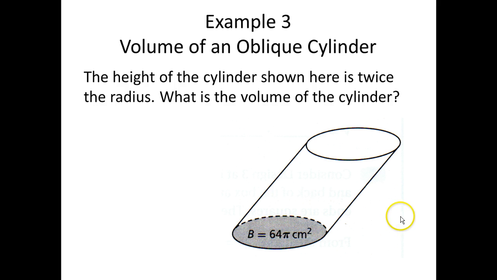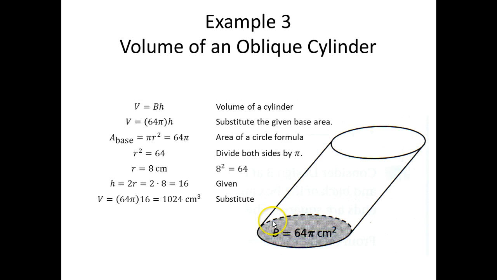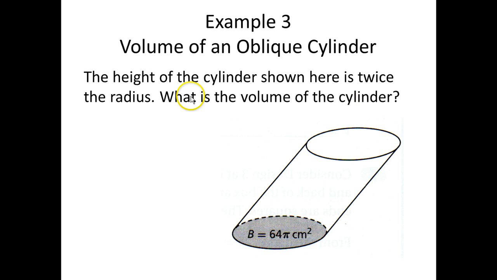So if I want to find the volume of this oblique cylinder, it's the same as finding the volume of the cylinder that's standing straight up. I use the formula that we developed for the volume of a cylinder, which is volume equals base times height. Notice here that they give us that the base has an area of 64 pi centimeters squared. Now we just need to figure out how tall this thing is. They don't give us that information on this slide, but they did in the last one. They said that the height of the cylinder shown is twice the radius.